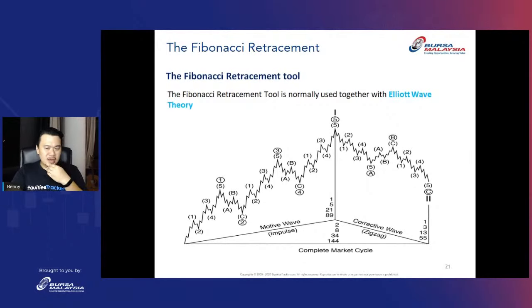All right. So although it's widely used together with Elliott wave, it doesn't mean that you cannot use the Fibonacci retracement tool as it is. Okay, of course, if you know a little bit of Elliott wave, just some structure, just some concepts, you will find using Fibonacci retracement more effective. All right. But like I said, even if you don't know about Elliott wave, it is okay. We can still use Fibonacci retracement.